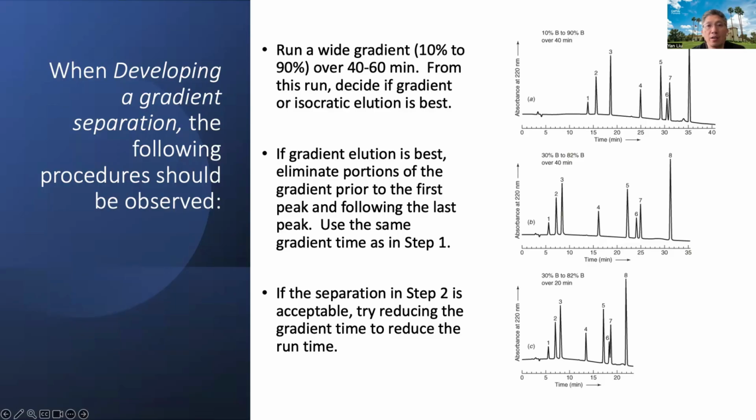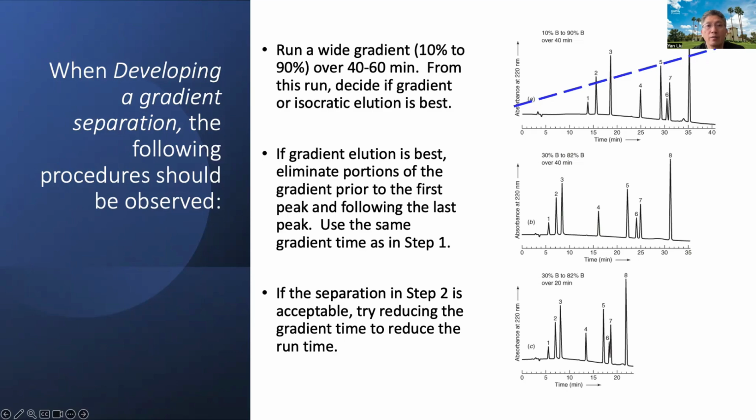How do we develop such a method? Here are the general steps to follow. First, set a flow gradient in a wide range, typically changing from 10% solvent B to 90% B, in about 40 to 60 minutes. The blue line indicates the change in solvent B composition. From there, we will determine if a gradient run is necessary. The next slide discusses the criteria for the gradient run selection.